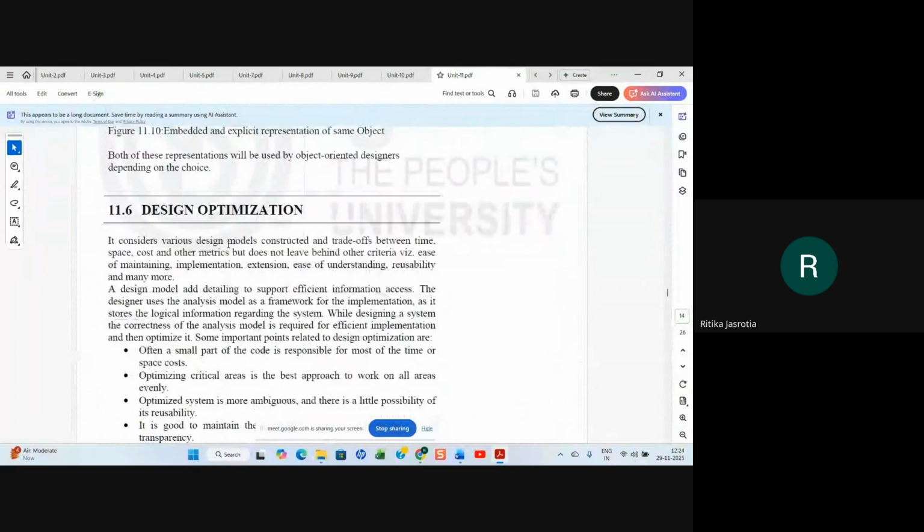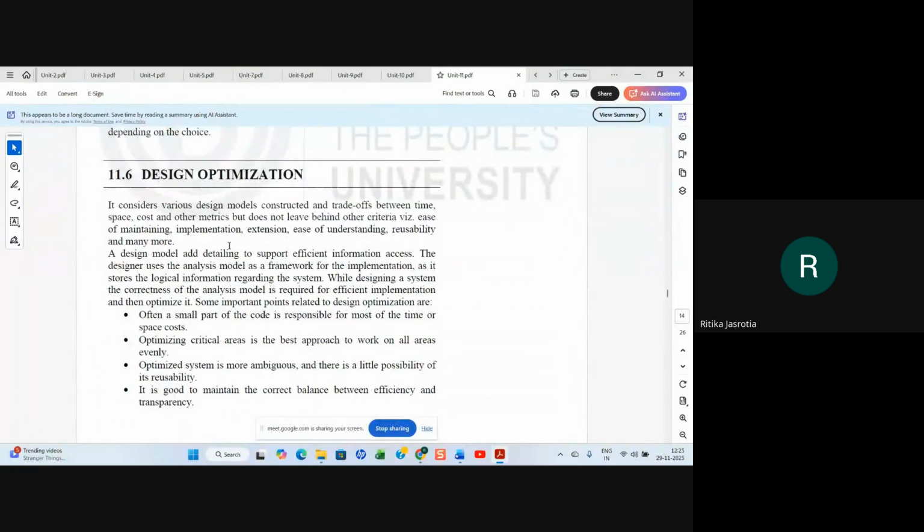Design optimization considers various design models constructed and trade-offs between time, space, cost, and other metrics, but does not leave behind other criteria such as ease of maintaining, implementation, extension, ease of understanding, reusability, and many more. A design model adds detailing to support efficient information access. The designer uses the analysis model as a framework for the implementation as it stores the logical information regarding the system. While designing a system, the correctness of the analysis model is required for efficient implementation, and then optimize it.